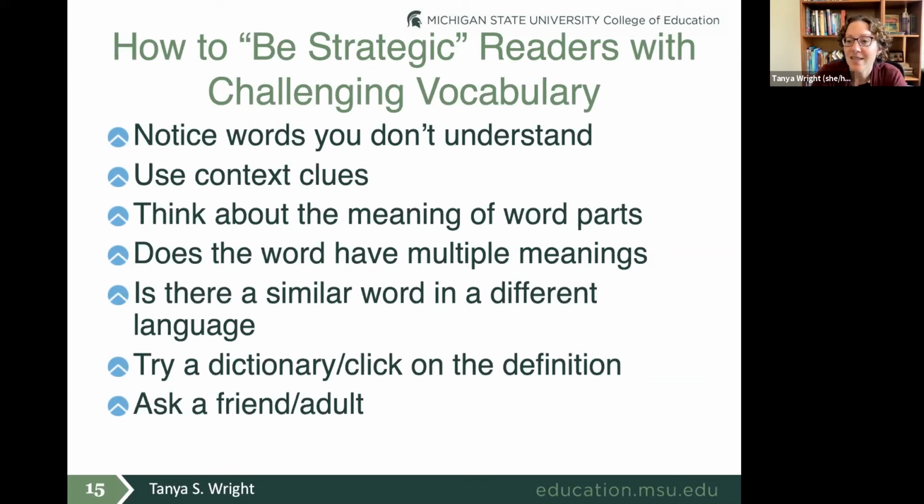Does the word have multiple meanings? Maybe this is a meaning I didn't know before. Is there a similar word in a different language that might help me? So that's those cognates, right? Try a dictionary or click on the definition if you're reading in a digital format. And then ask a friend or adult, right, the meaning. So you can see how this can fit into the broader set of strategies that we're going to teach kids to use to help themselves when they get stuck on a word.